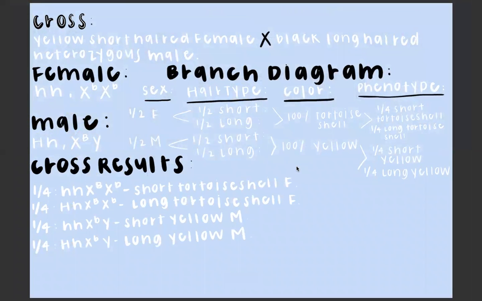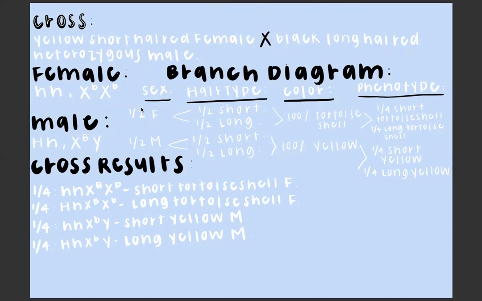This is the example of the cross between a yellow short-haired female and a black long-haired heterozygous male. The female's genotype is little h, X little b, X little b. The male's genotype is big H, X big B, Y. To find the cross results, you can either do a Punnett square or a phenotype branch diagram. And these were the results.